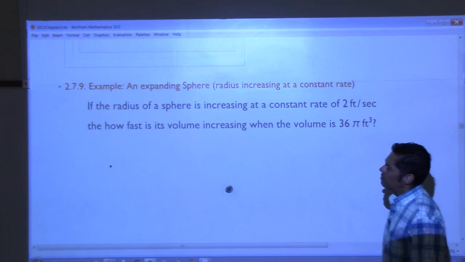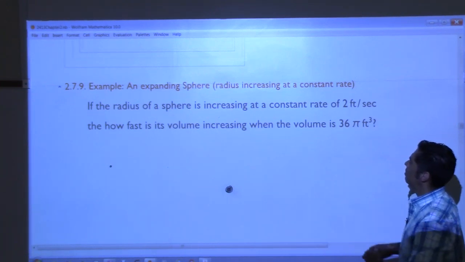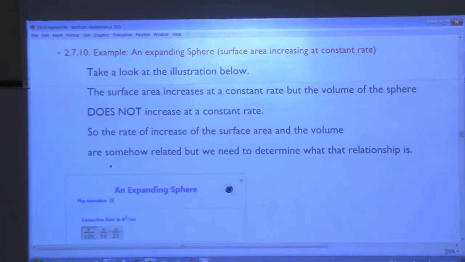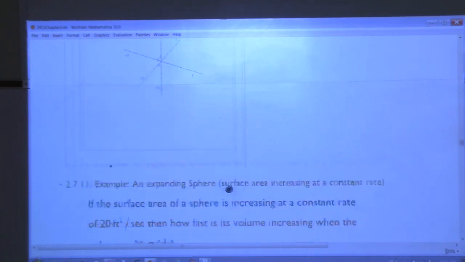It said, if the radius of a sphere is increasing at a constant rate of 2 feet per second, how fast is the volume increasing when the volume is 36 pi cubic feet? So the radius was growing at a constant rate, and we wanted to know at a specific instant in time how fast the volume was increasing. All right, now let's compare that to this problem.